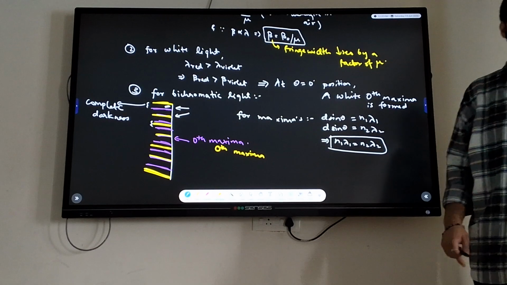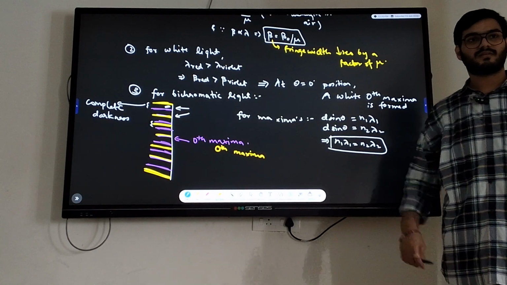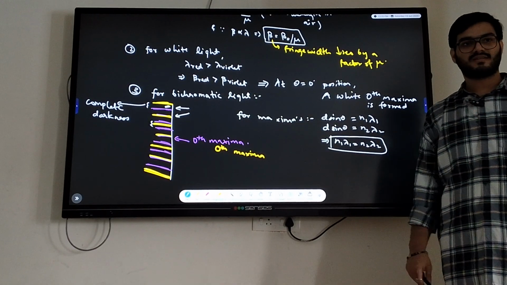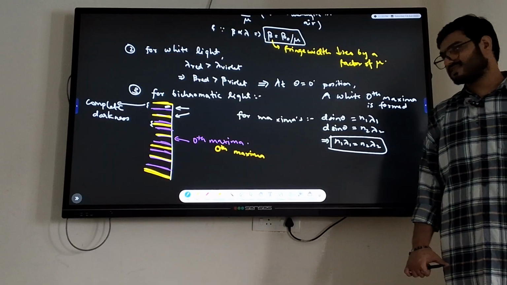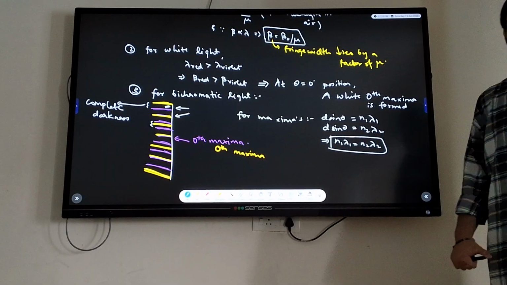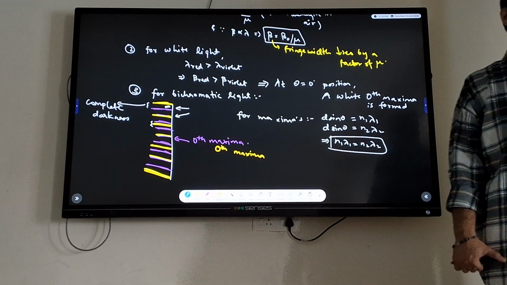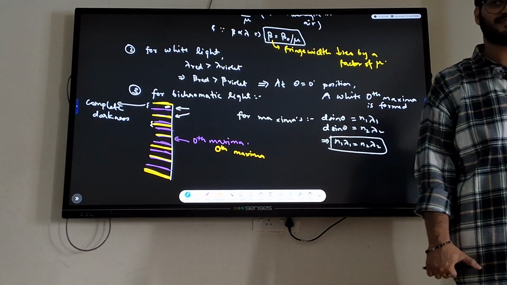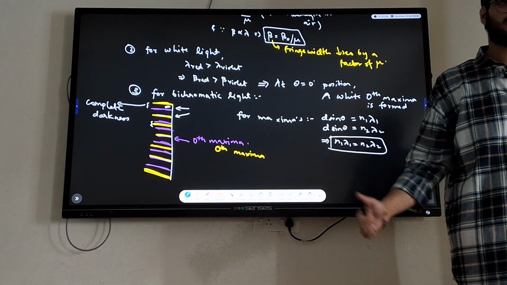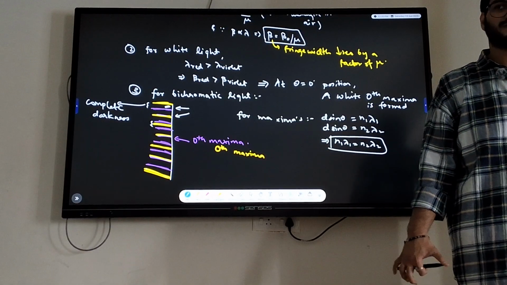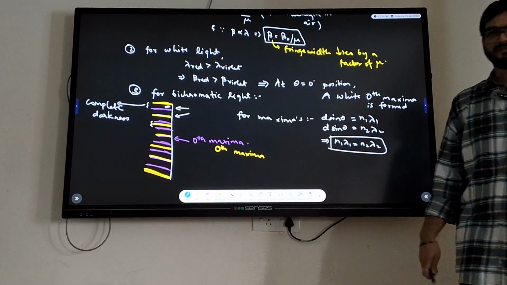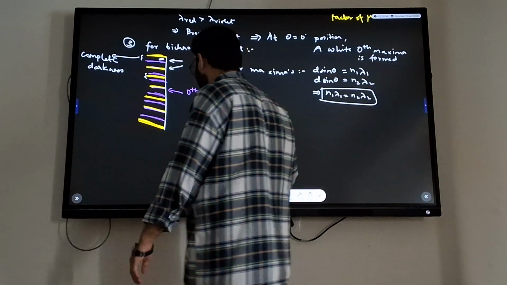For more than two wavelengths, isn't it n1 lambda 1 equal to n2 lambda 2 equal to n3 lambda 3? Yes, should be like that. Is it okay? Can I go forward then? Let's do some questions on this thing then.